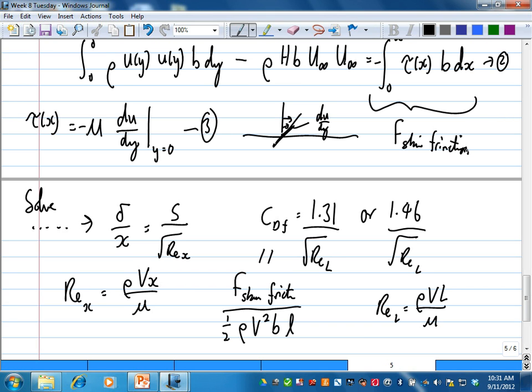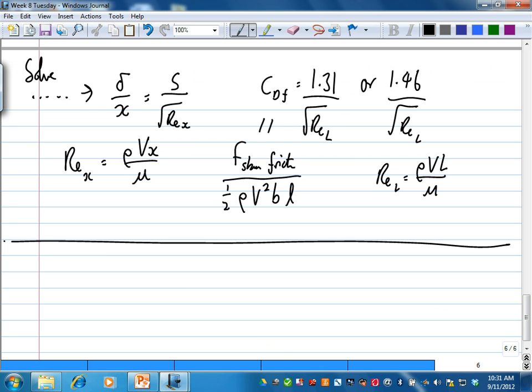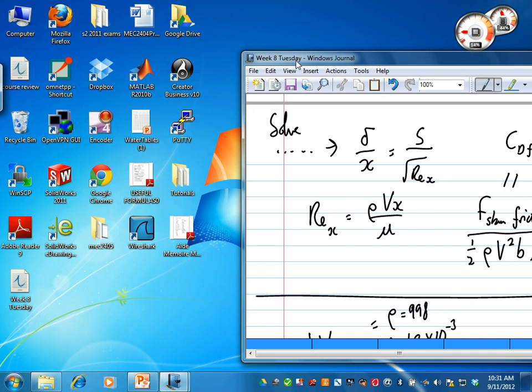Is that right? So if you want, we can do an example. Let's say air. You want air or water? Water. Okay, water. Water, the density is 998. The viscosity is what? 1.2 by 10 to the minus 3. Is that right? I think so. You check.